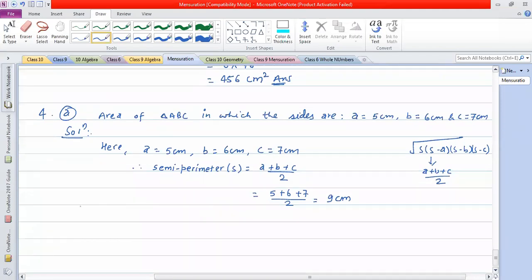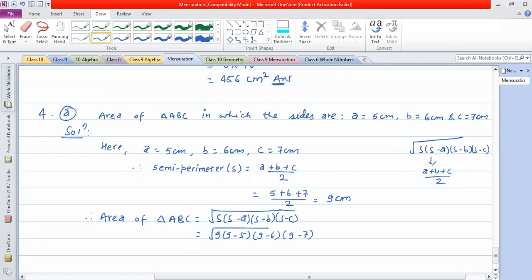Now, therefore, area of triangle ABC equal to, write the formula first, S minus A, S minus B, S minus C. Remember, all these letters are written in small. Okay, small letters are used. Substitute the values. S is 9, 9 minus 5, 9 minus 6, 9 minus 7. Extend the root sign as well. Okay, now just simplify and find the value.